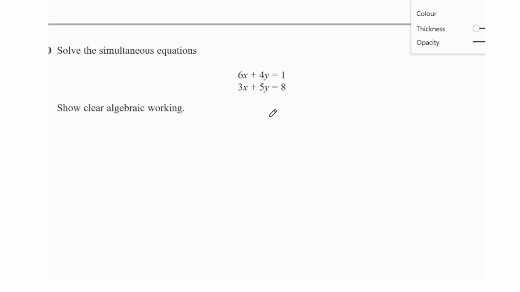Number 10 says solve the simultaneous equations, show clear algebraic working. So what we're going to do, we have 2 equations. We need to eliminate one of the variables. Let's look at this equation. Let's times it by 2.